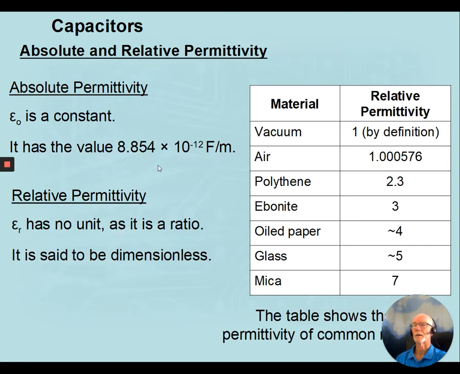And here is an example of permittivity for some different materials. So a vacuum is given 1, air is very close to a vacuum, and for example glass has a relative permittivity compared to a vacuum of 5. In other words, if we had a glass dielectric, that capacitor would store 5 times the amount of charge of an air capacitor.